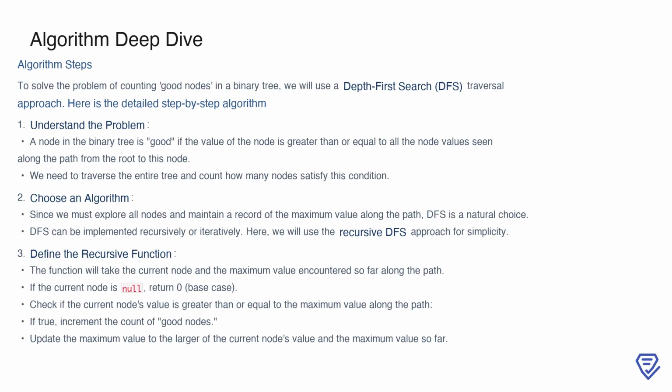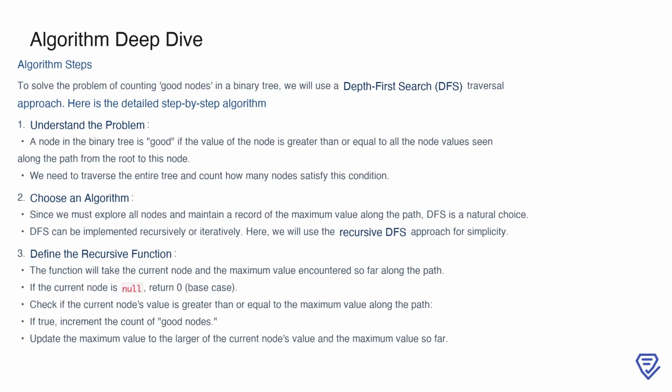This means we need to traverse the entire tree while maintaining a record of the maximum value seen so far along the path. DFS is an ideal choice for this task because it allows us to explore each path deeply while keeping track of the maximum value efficiently. We'll use a recursive implementation in this case, as it simplifies the logic.